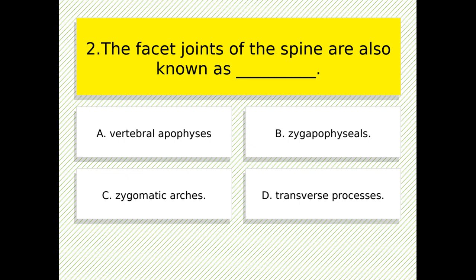All right, so for number two, everybody selected. Let's see what everybody had. What did you guys select? The facet joints of the spine are also known as, what did you guys select?